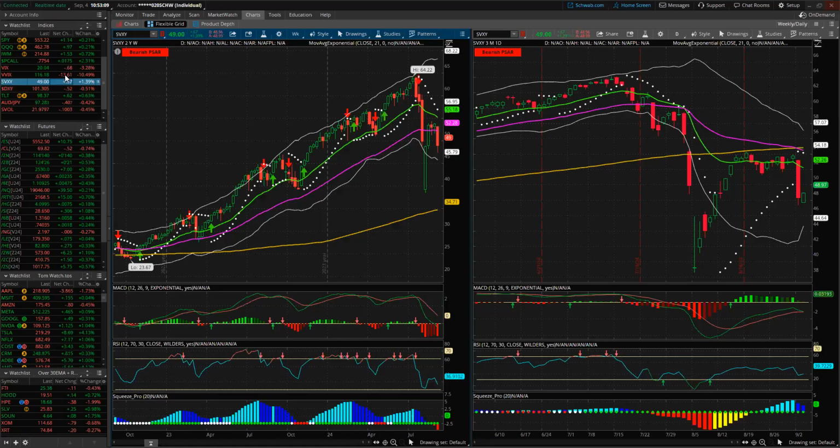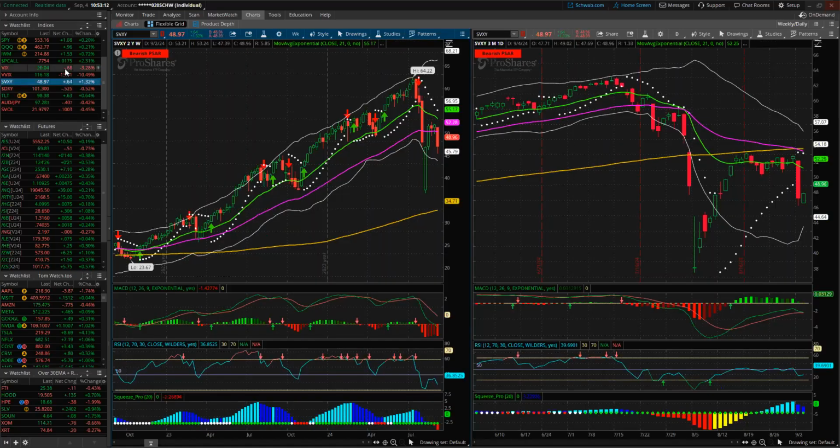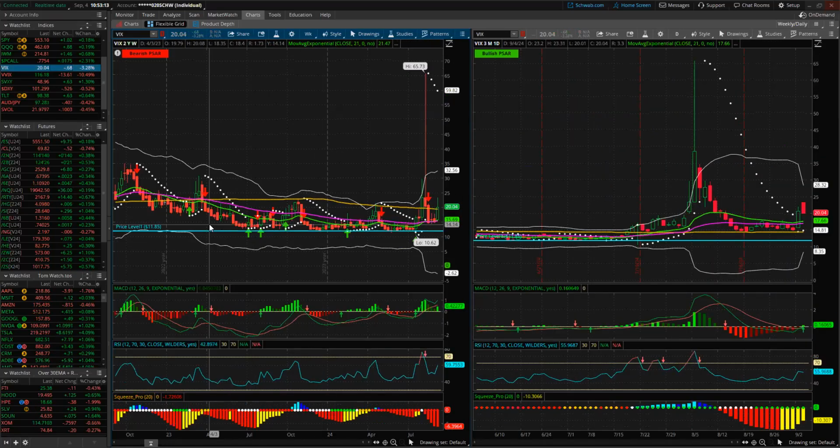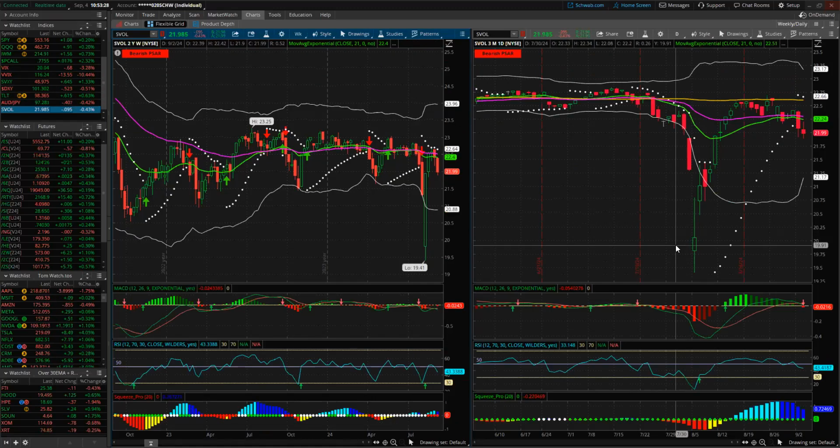We look at the VIX. Again, when it spikes, it reverts. It spikes, it reverts. It spiked again. Doesn't mean it's done. Doesn't mean it can't go to 60. But I do like SVOL here as a play.